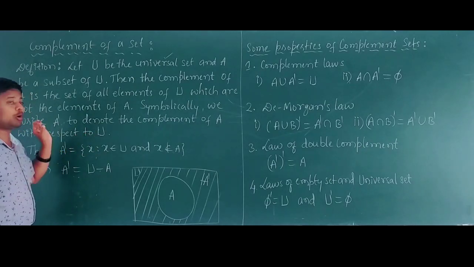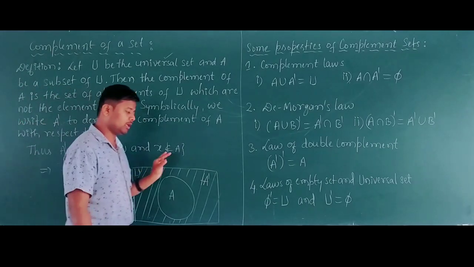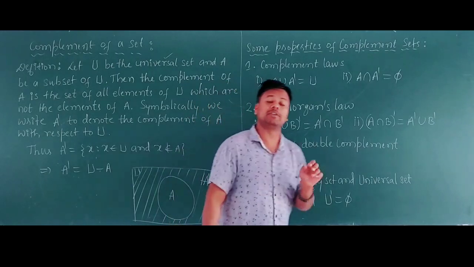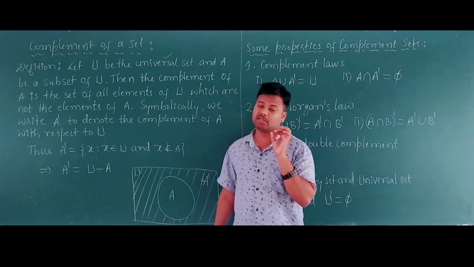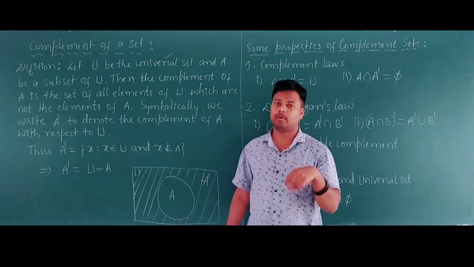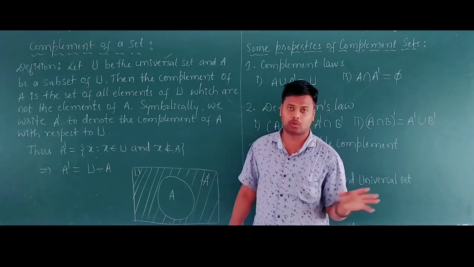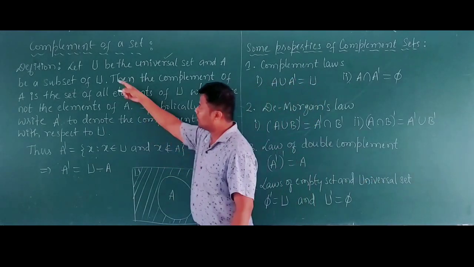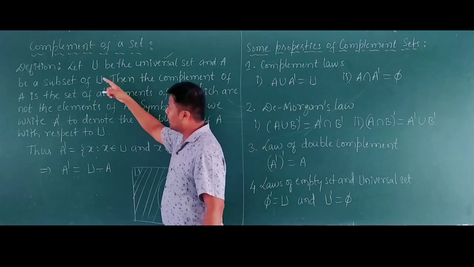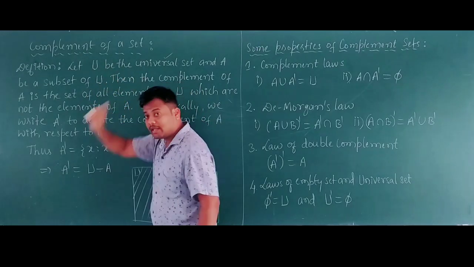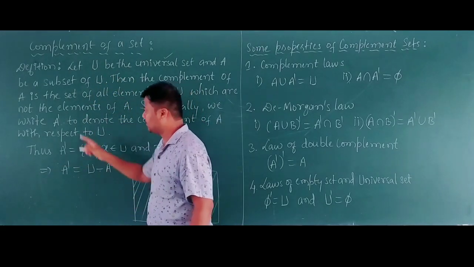To get the complement of a set, first we need a universal set. If we have a universal set, only then can we talk about a complement set, otherwise not. So here U is the universal set and A is a subset of U. Then A complement means A dash.